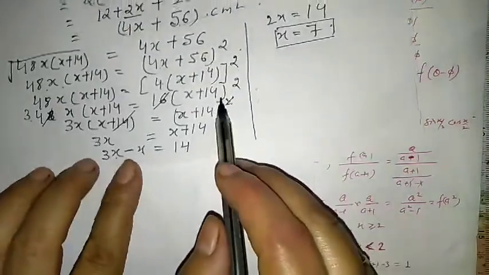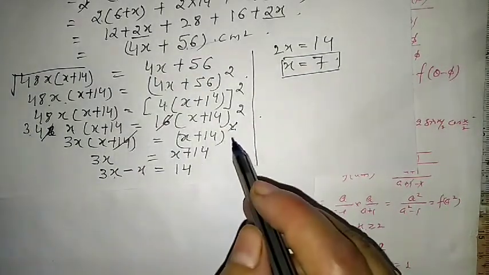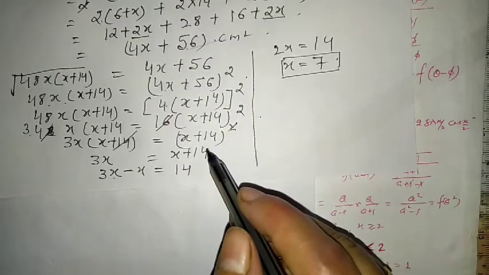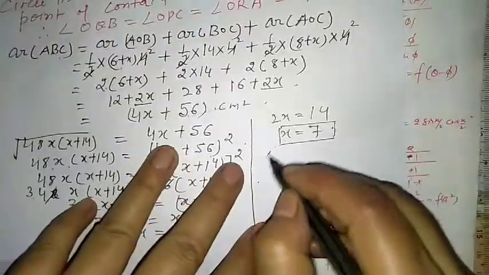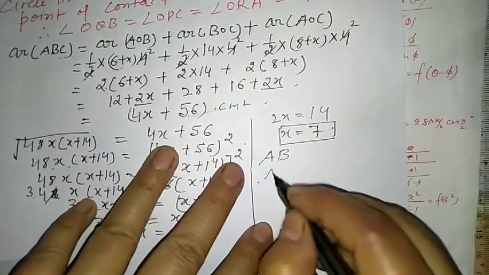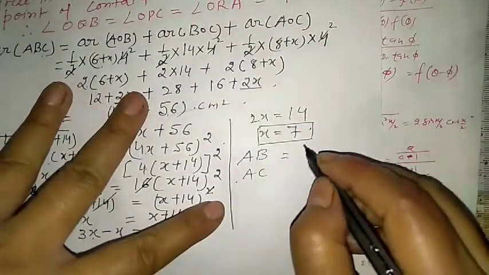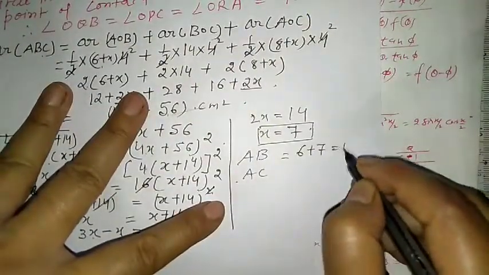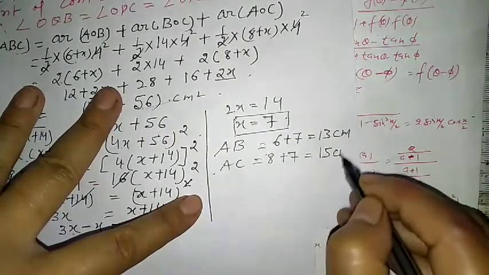Or you can open the bracket, then the big equation we have, then we can apply the middle term split and we get the answer. X is equal to 7. We have to find here AB and AC. AB, that we have as 6 plus x. X is 7. So this is 6 plus 7. So 13 centimeter. And AC is 8 plus x. That is 8 plus 7, 15 centimeter.